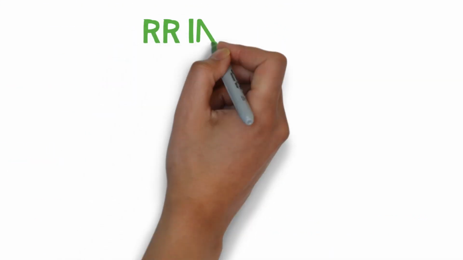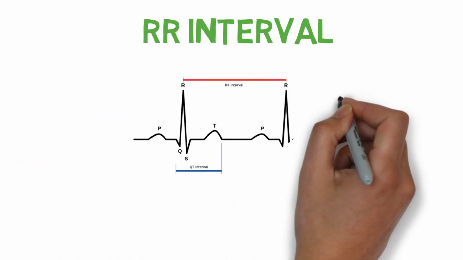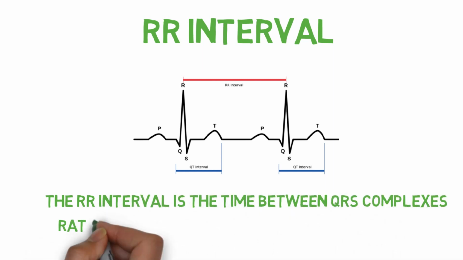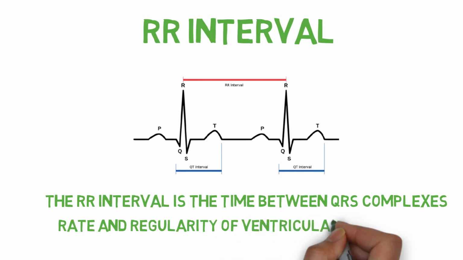The next interval is the RR interval. The RR interval is basically the time between QRS complexes. It is used to identify the rate and regularity of the ventricular contraction.